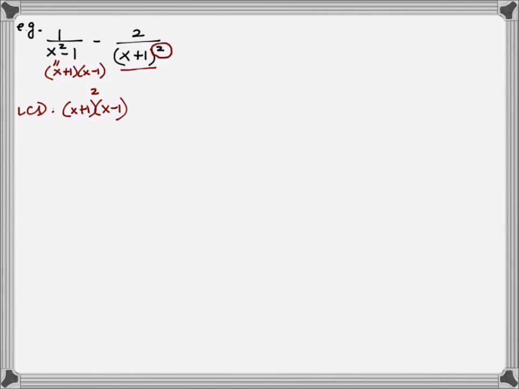And from the first expression here, what's missing from the LCD is the extra factor of x plus 1. So that means I need to multiply the top and the bottom by x plus 1. For the second expression here, the missing term would be x minus 1. That means I need to multiply the top and the bottom by that. And then on the top, from the first expression, I have 1 times x plus 1. Second expression here, I have 2 times x minus 1. There is a subtraction sign that connects those two, and I have the same LCD that they share.